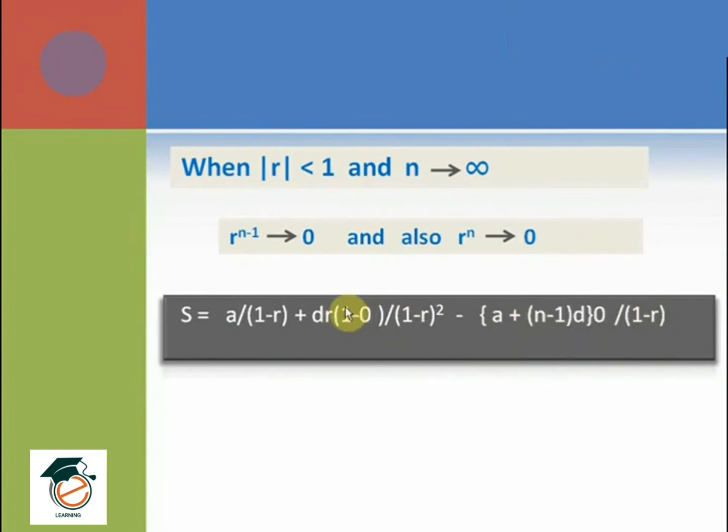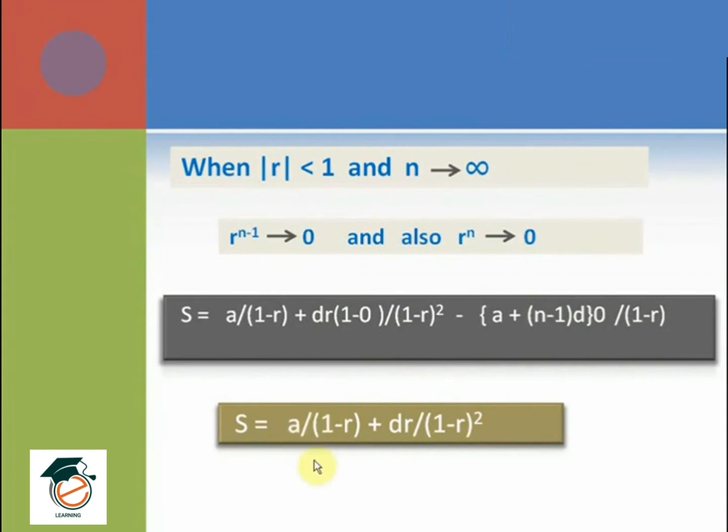This term becomes 0, this becomes 1, and so what we get is s equal to a divided by 1 minus r plus dr divided by 1 minus r whole square. So this is the formula when modulus of r is less than 1 and n tends to infinity, that is, the number of terms is infinite of an arithmetic or geometric series, and also r lies between minus 1 to 1.